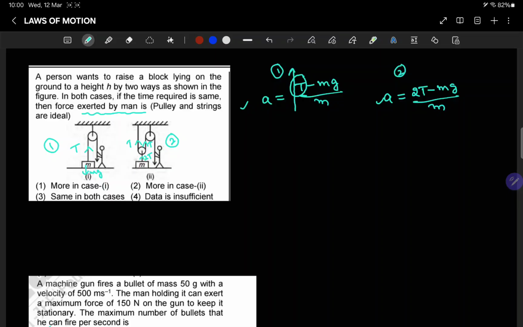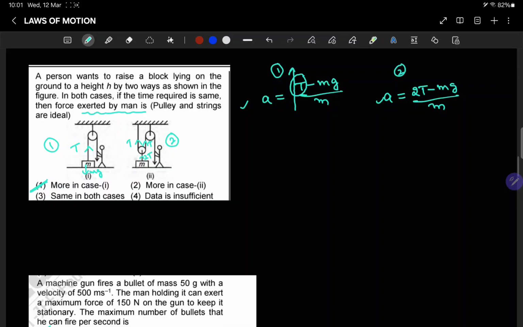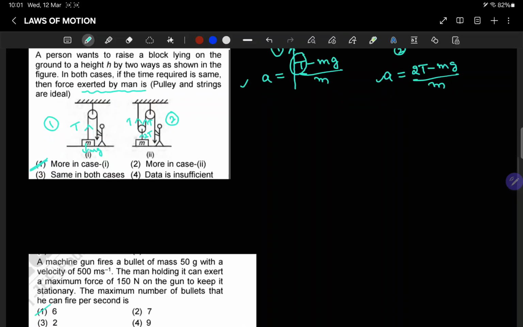So the options: more in case 1, more in case 2, same in both cases, data is insufficient. So more in case 1 is correct, students. Why? Because here only T is acting, here 2T is acting. So more force is required for the same time, students. The time required is the same, so under that condition more force is required here. I think it is clear. Once again, see this question carefully, students. Yes, now option 1 is correct.